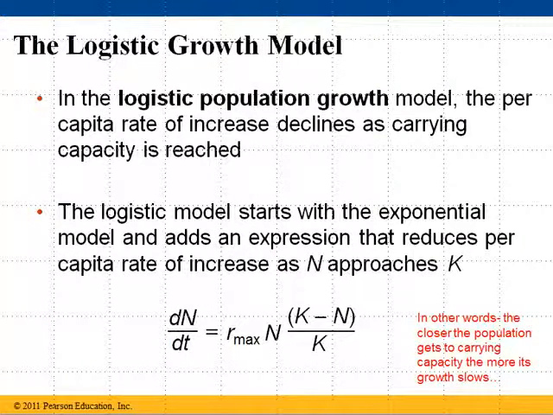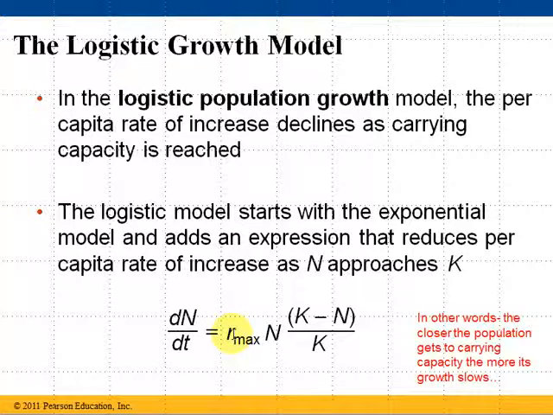So again, some mathematics here, and I want to stress the fact that I wouldn't ask you to memorize the formula that you see below, the expression that you see. I really want you to understand the idea or the concept behind the formula. In the logistic population growth model, the per capita rate of increase declines as carrying capacity is reached. So remember, we had that little letter r, which was basically the rate of increase, the difference between births and deaths. And what this says is, as you get closer to the carrying capacity, this rate is going to decline. It's going to go down.